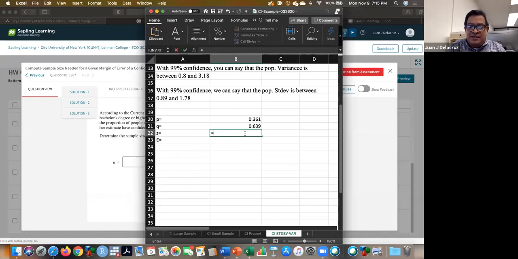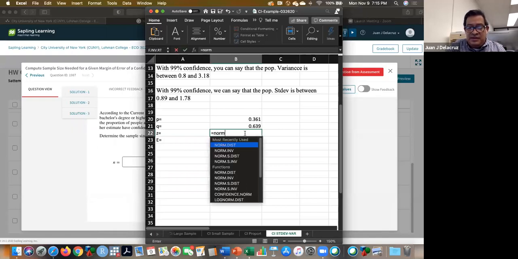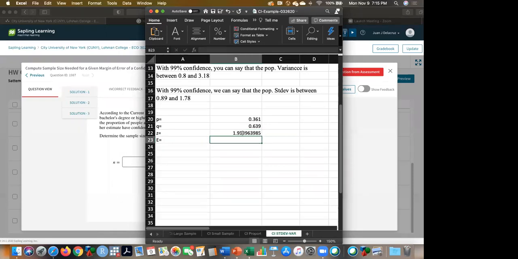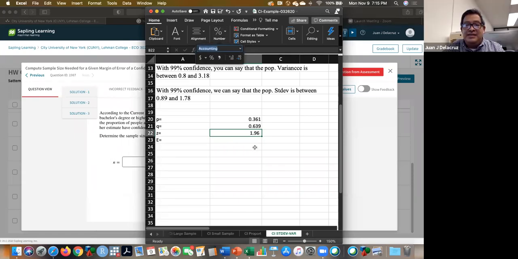If I have the 95% confidence, then we have 0.975. Yeah, the 97.5 percentile. It's the 1.96, and then the margin of error 0.03. So you put in your formula.